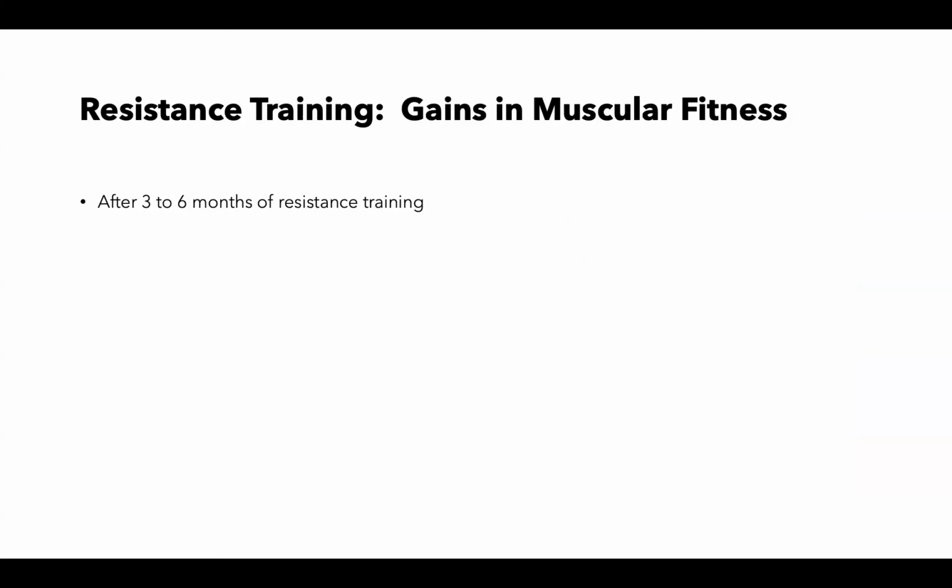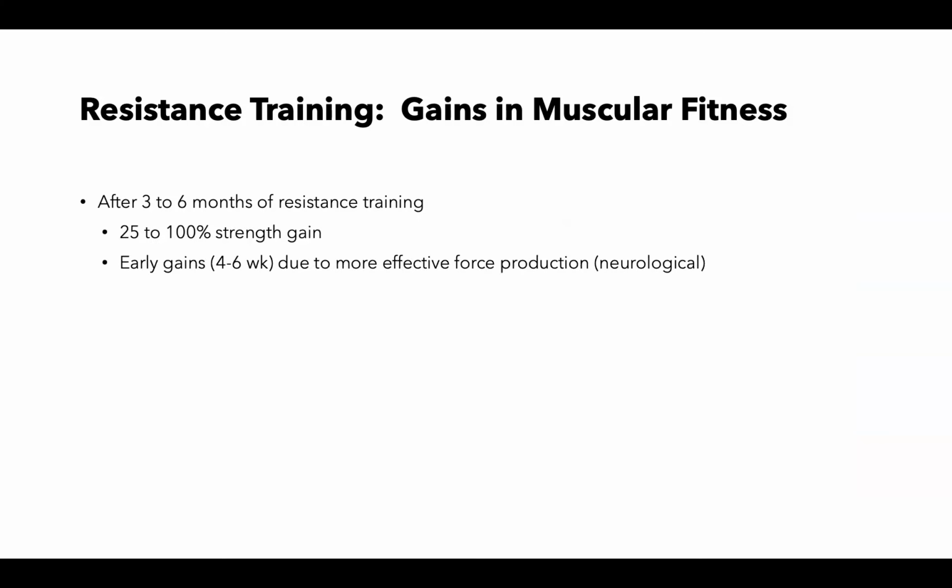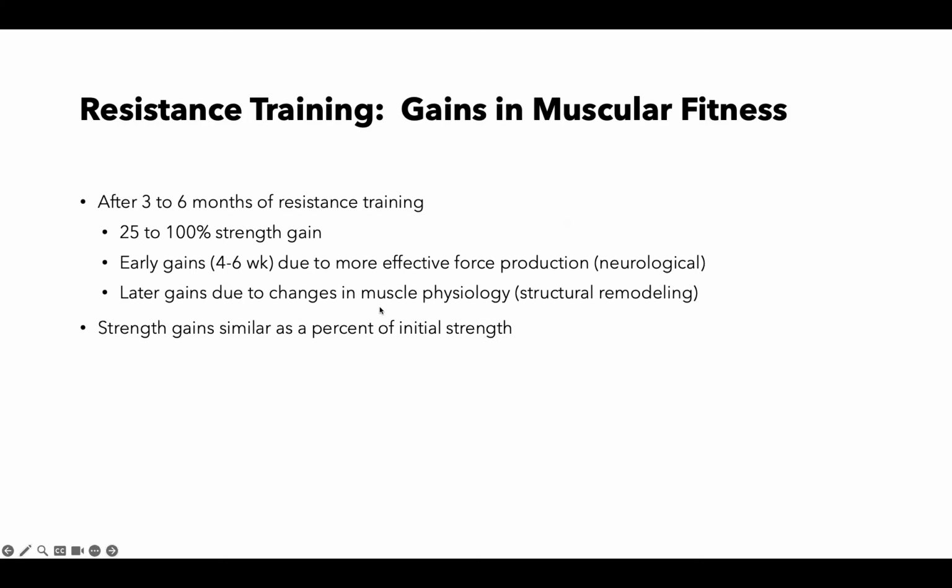So the gains in muscular fitness that we make with resistance training, we see after 3 to 6 months around 25 to 100% strength gain. And the early gains are due to more effective force production. So we have neural gains that are occurring, usually in those first 4 to 6 weeks. And then following that, we're going to see changes in our muscle physiology. So we're going to see structural remodeling. We're going to see things like our testosterone and growth hormones acutely and then chronically changing as well, which influences muscular fitness.